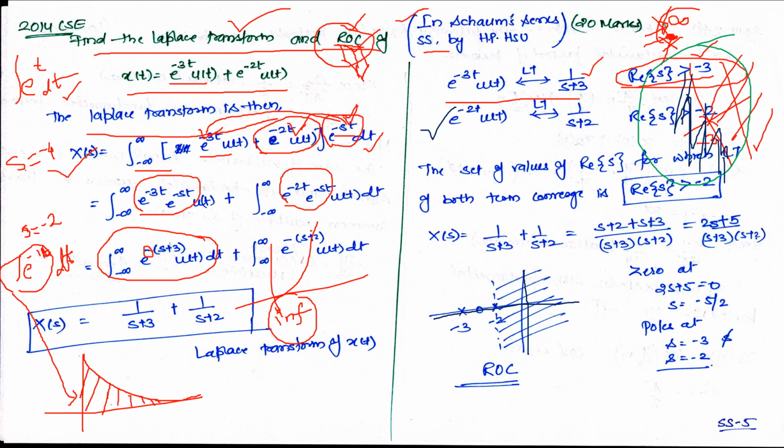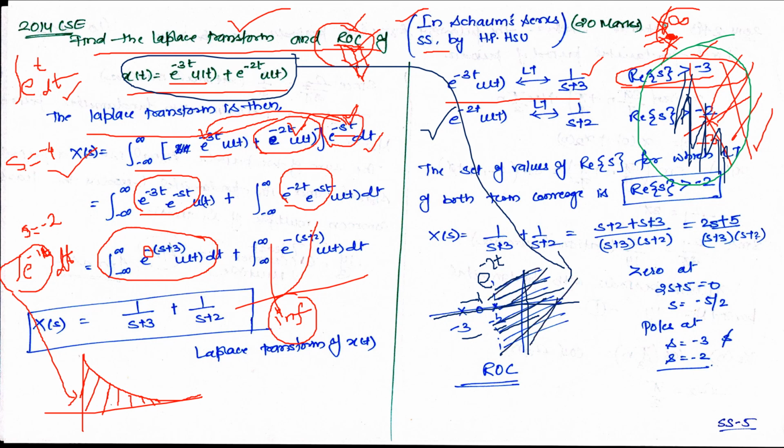If you are considering a value between minus 2 and minus 3, let us say minus 1, then obviously you are violating the condition for e power minus 2t. The condition will be violated. So obviously you need to go for the higher side, and hence the region of convergence for this complete system is the right side of the minus 2 plane. So that's what the region of convergence is. I hope you got the point.